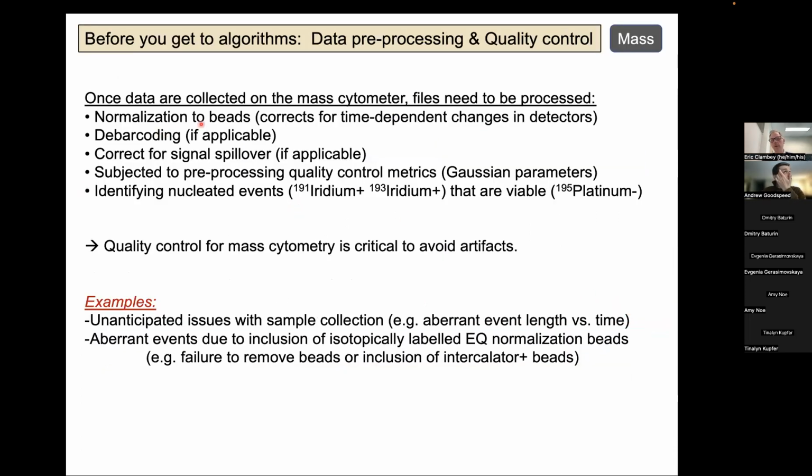I'd just like to point out that with CyTOF data, one of the important differences with this technology is that you actually normalize the signal to internal equilibration beads as an important part of the analysis pipeline.